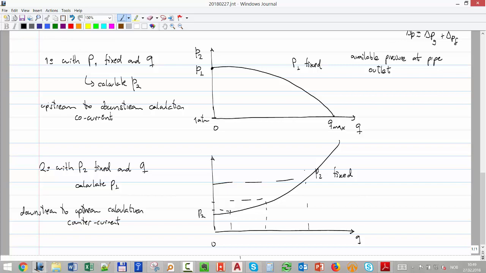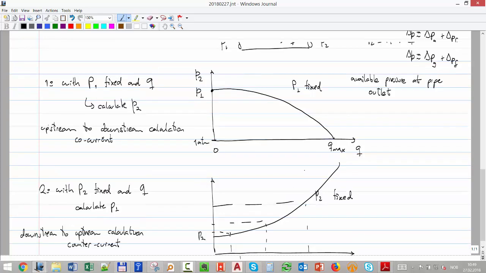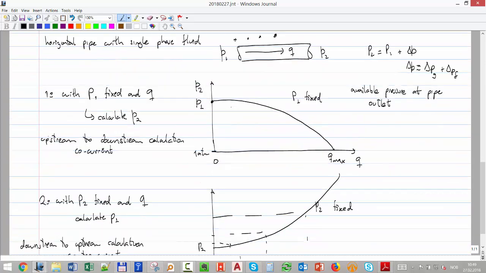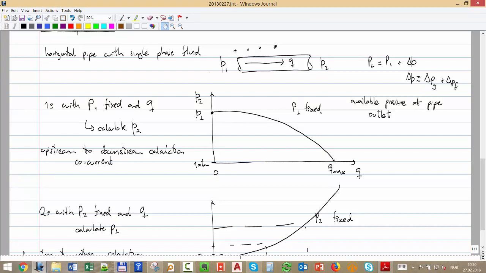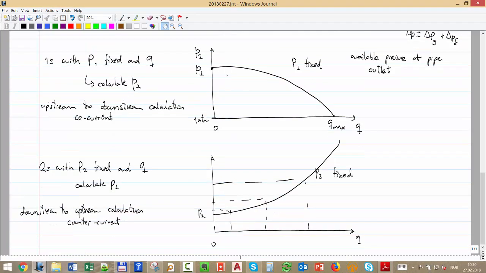Okay? And you see it's the same pipe. It's only the way you look at it. One of them, you look at it with the upstream pressure fixed, and you want to calculate the downstream pressure. And the other one, you're looking at it with the downstream pressure fixed, and you want to know what happens with the upstream pressure. But it's exactly the same pipe. Okay? And that we're going to baptize the required pressure at the pipe inlet.